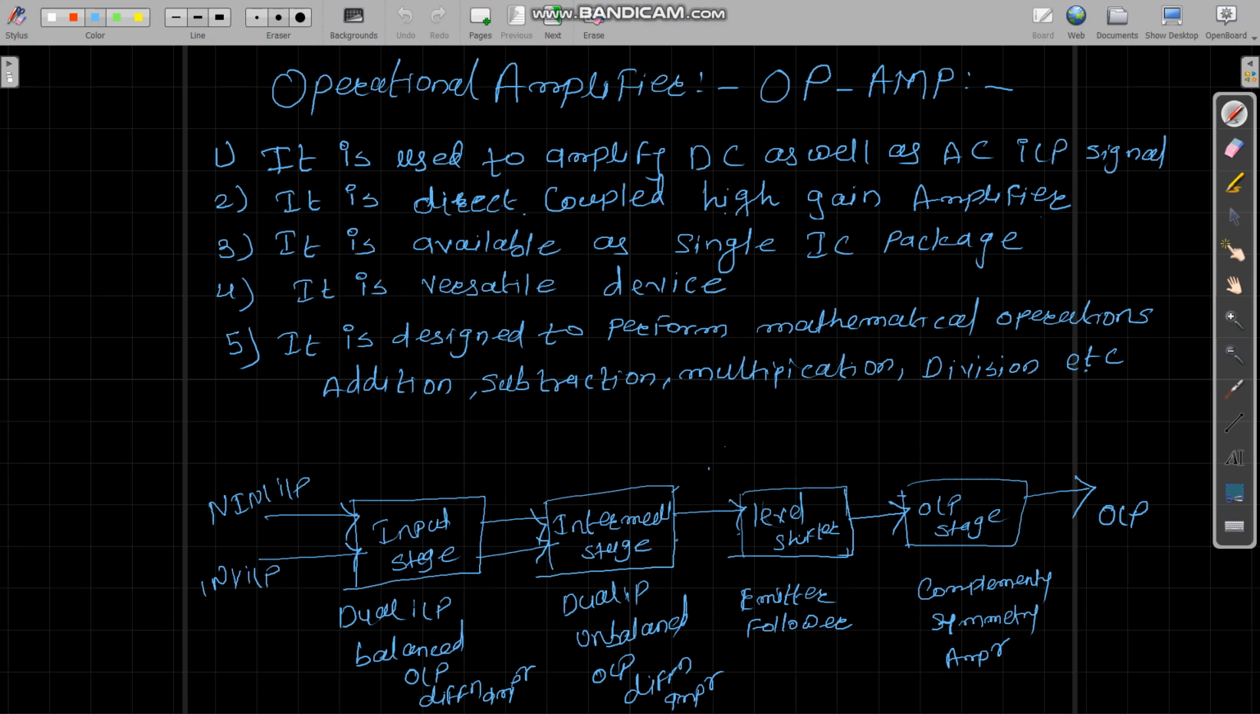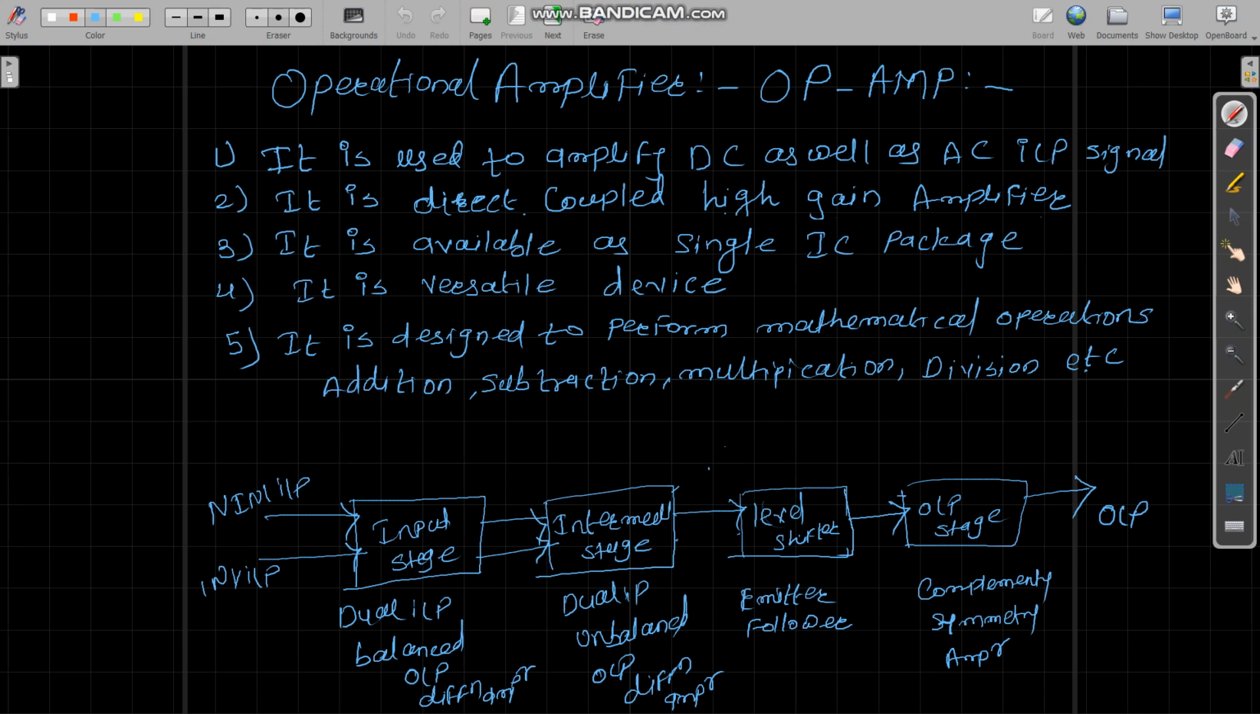Welcome to the lecture series of linear IC applications. Today we are going to start the topic called operational amplifier, which is abbreviated as op-amp. So let us see the basic features of operational amplifier, what purpose it has been designed for and what are its stages.